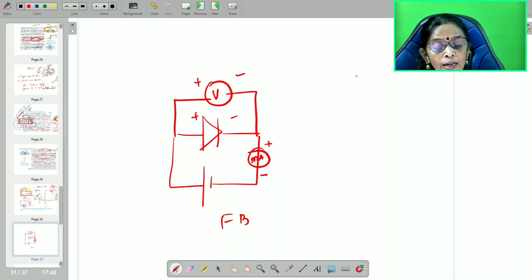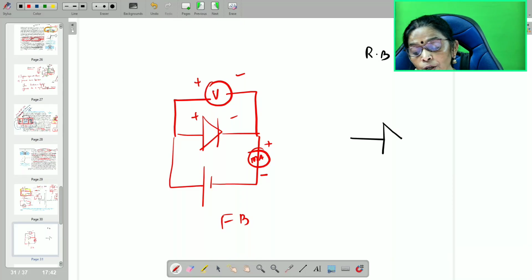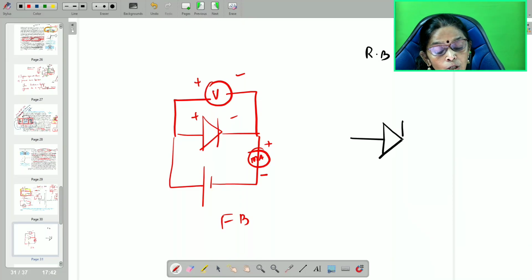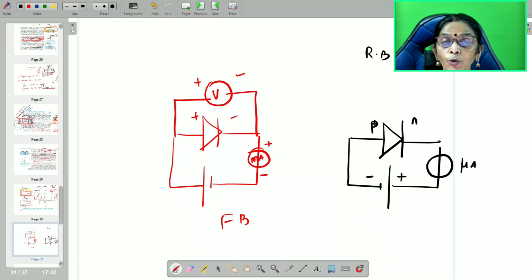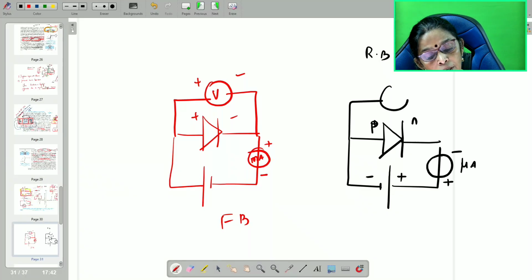If you want to draw reverse bias, I am keeping the diode positive, negative like that, or otherwise you can change it, positive, negative, and reverse the polarity of the battery. See here, P is connected to negative, N is connected to positive. And a microammeter, because I have told you the reverse bias current is not limited by the applied voltage, it depends upon the concentration. So, microamps, this is positive, negative. Here it is the voltmeter, negative, positive, that is it.